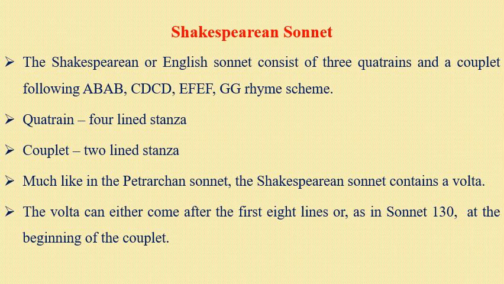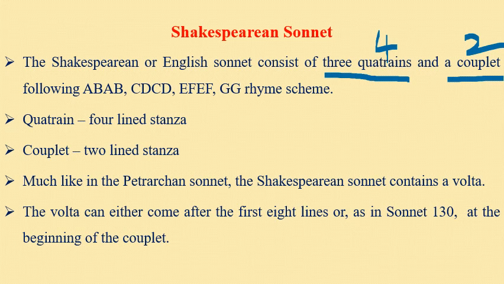Next one is the Shakespearean sonnet. The Shakespearean sonnet, also called the English sonnet, consists of 3 quatrains and a couplet. This is the structure of the poem. A quatrain is nothing but a 4-line stanza and a couplet is a 2-line stanza. So on the whole, 3 into 4 gives you 12 lines, and plus 2 lines will give you 14.